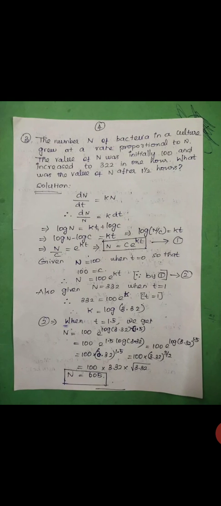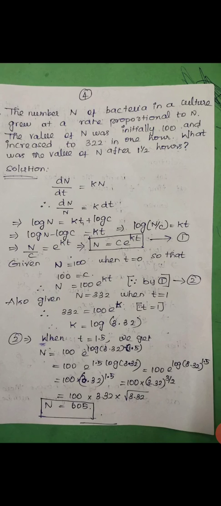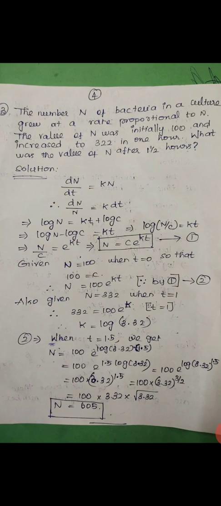The number N of bacteria in a culture grew at a rate proportional to N. The value of N was initially 100 and increased to 322 in 1 hour. What was the value of N after 1.5 hours? Increased is given, and increased means we are using growth, e power kt. Here is the solution, the same problem. Here it is dx by dt. In the last problem also we used dx by dt. In our problem it is given the number of bacteria as capital N.